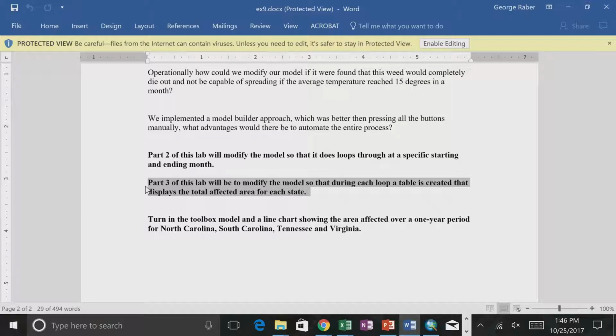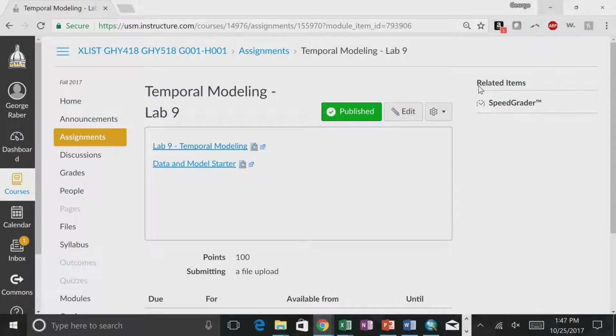So, return from the model a line chart showing the area affected over a 1-year period for North Carolina, South Carolina, Tennessee, and Virginia. Kind of like, if you were working for somebody that was interested in running this model, and they'd be like, what percentage of North Carolina will be affected in 1 year? Then you could refer to your table.